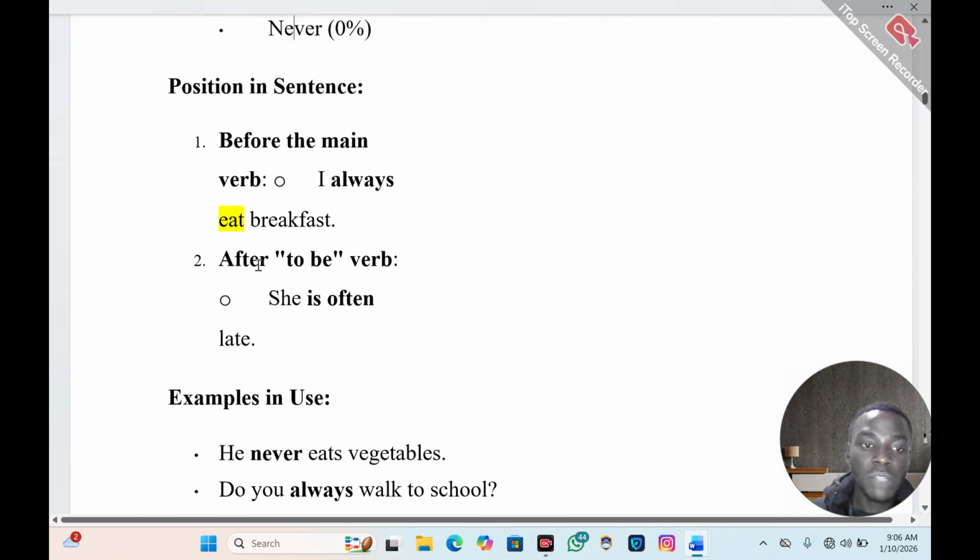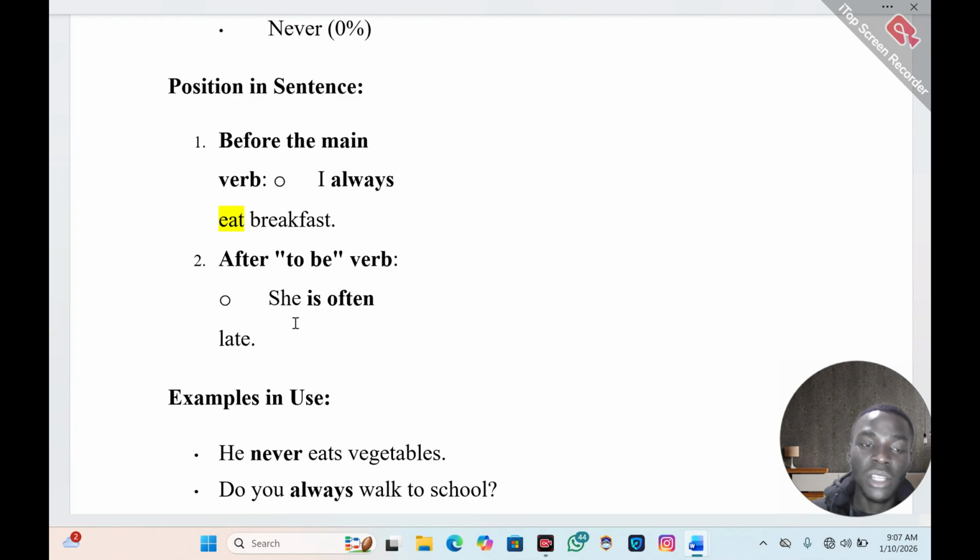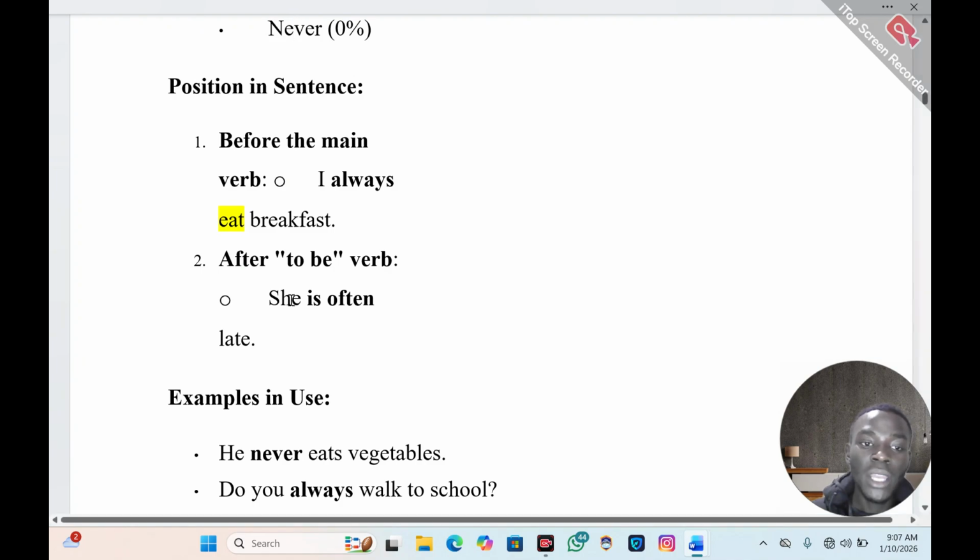We also use the adverb of frequency after verb to be. For example, she is often late. Now I hope you know how to conjugate verb to be in simple present tense. I am, you are, she is, he is, it is, we are, you are, they are. That is how we conjugate verb to be in simple present. So we use adverb of frequency after verb to be. She is often late. She's sometimes late.